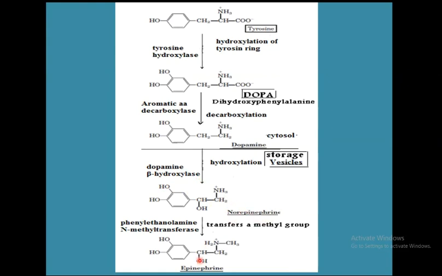Then norepinephrine is converted to epinephrine through methylation. So when a methyl group is added to norepinephrine, then norepinephrine is converted to epinephrine. What is the name of the enzyme? Phenylethanolamine N-methyltransferase. So this enzyme adds a methyl group to norepinephrine, thus it is converted to epinephrine. This is a very short synthesis pathway for catecholamine hormones. So as you can see, all catecholamine hormones have a nearly similar synthesis pathway, and they all start from a single tyrosine amino acid.